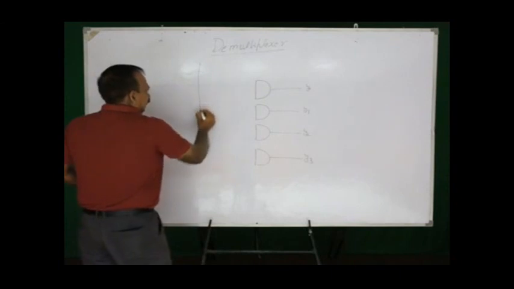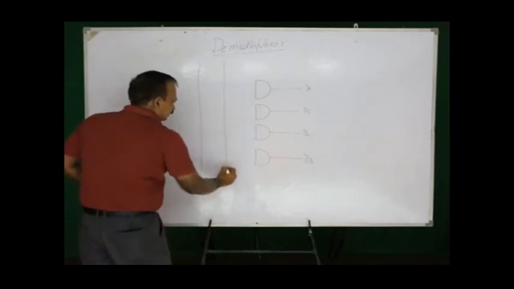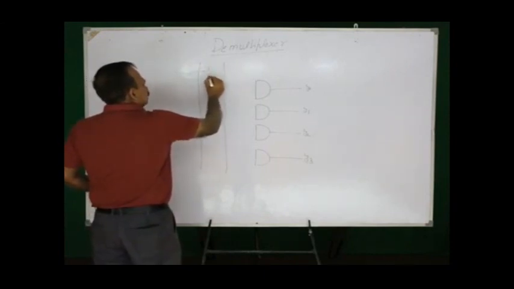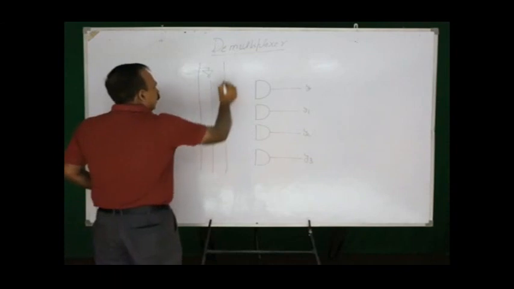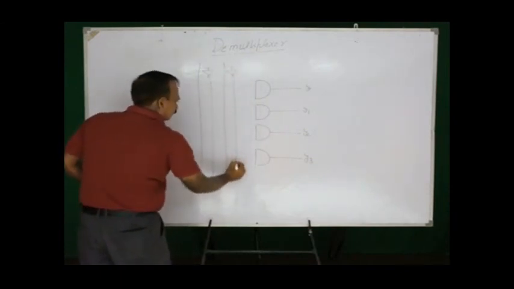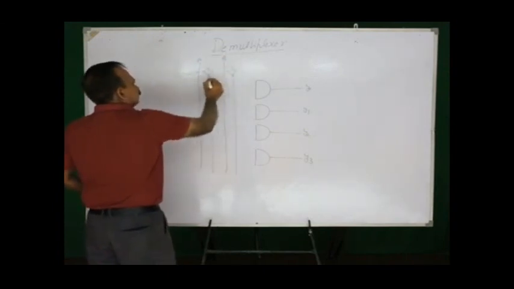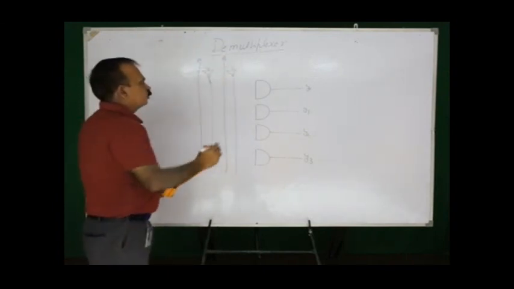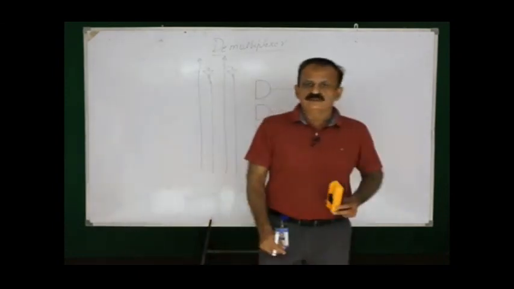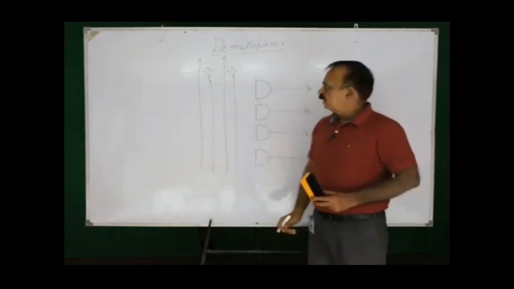Positively, to handle 4 outputs I need 2 control signals A and B and 4 combinations 0 0, 0 1, 1 0 and 1 1. So 2 control signals will be there, A and B. These are the 2 control signals. The 4 combinations will be 0 0, 0 1, 1 0 and 1 1.